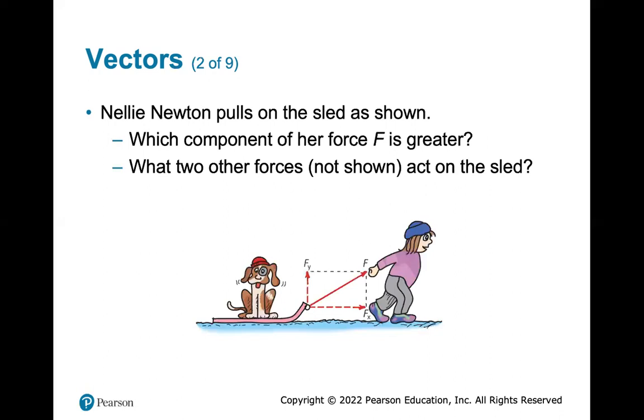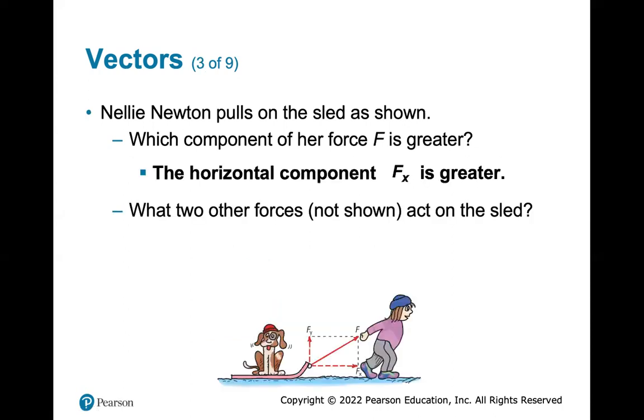Here we go. Nellie Newton pulls on the sled as shown. Which component of her force F is greater? Well, if you just look, she's pulling at an angle. This one is the larger of the two, and the vertical one is smaller. So the horizontal component, Fx, is greater.